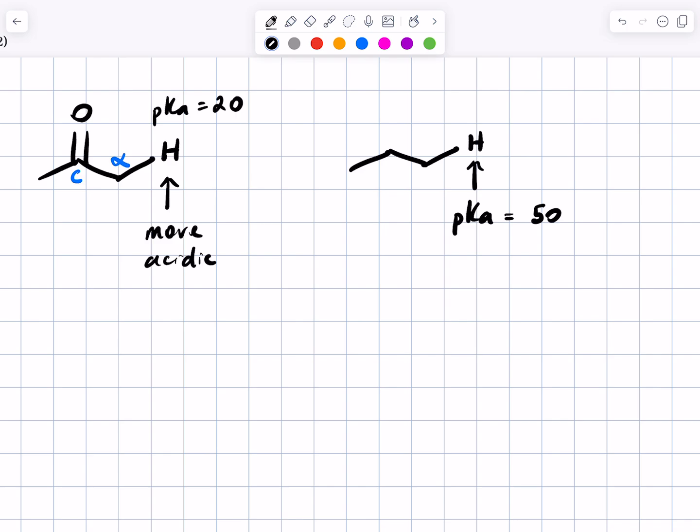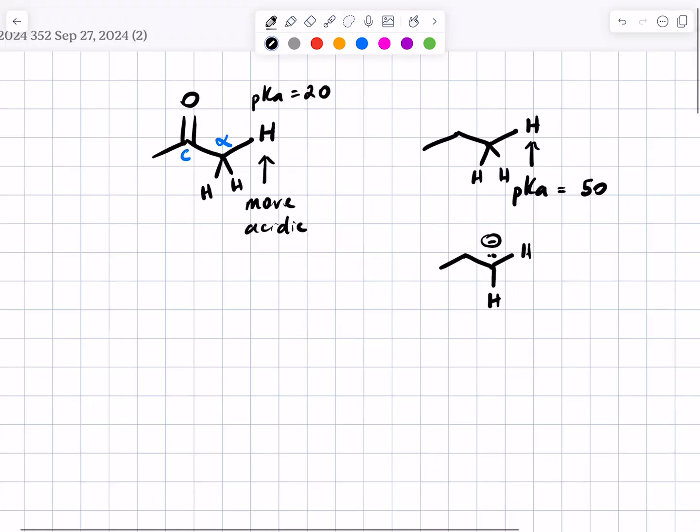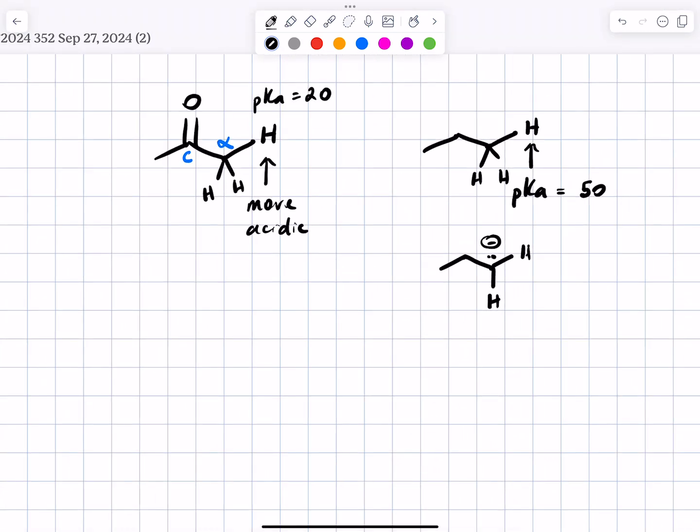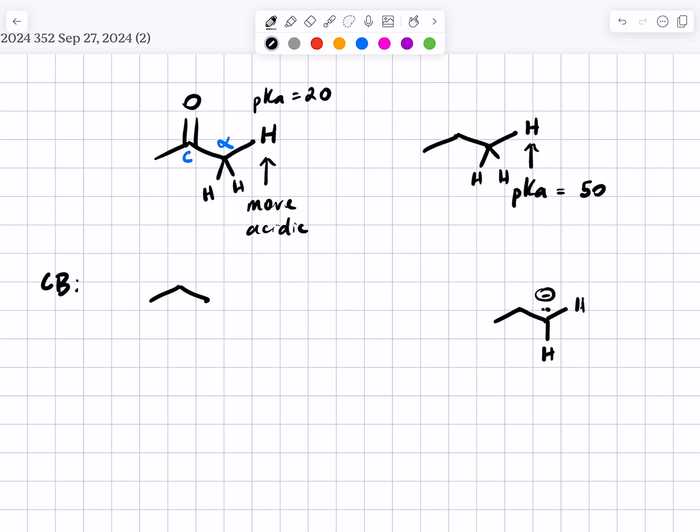So the question we need to ask is why? And to do that, we can simply compare the structures of the conjugate bases. And I'll draw in the other CH bonds here. Of course, the conjugate base of a hydrocarbon is going to look like this, with a localized negative charge on an sp3 hybridized carbon. In contrast, the conjugate base of the ketone is going to have a negative charge on the alpha carbon.